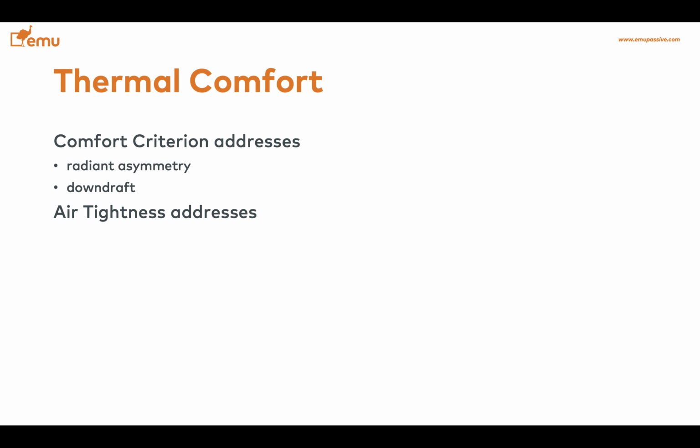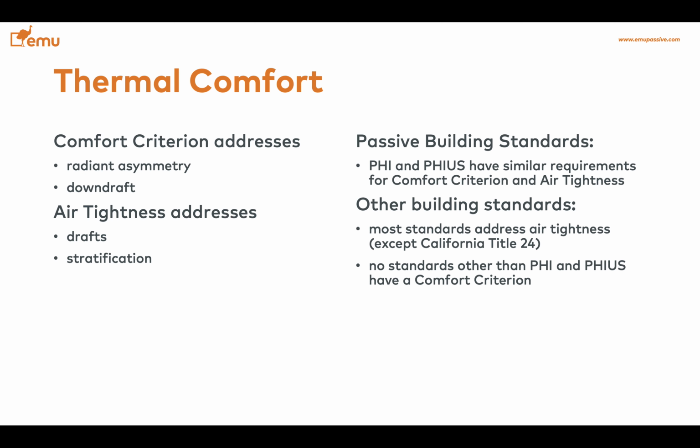Similarly, making your building more airtight addresses drafts because it eliminates or significantly reduces the cold air coming in. And by that, it also makes your air temperature more even from the bottom to the top of your building, so your feet don't feel as cold while your body is warm. Passive building standards, as I said, have similar requirements for both comfort criterion and air tightness, yet slightly different. We're going to see what that looks like in the next videos.